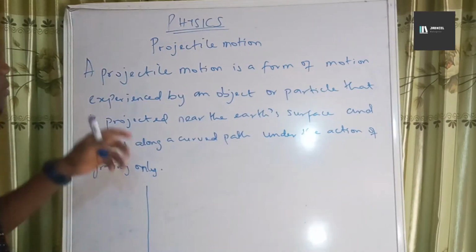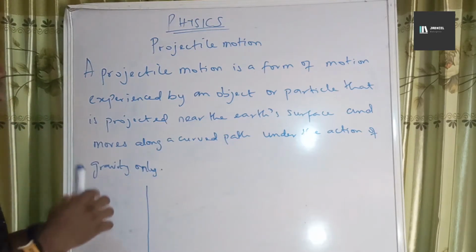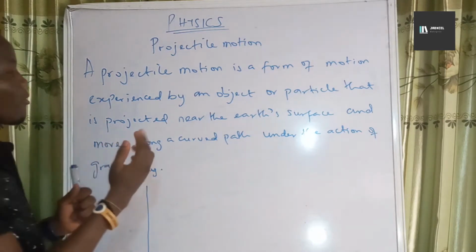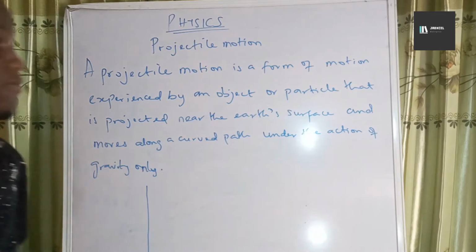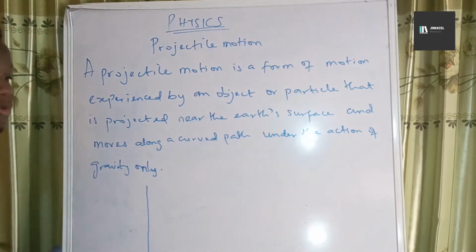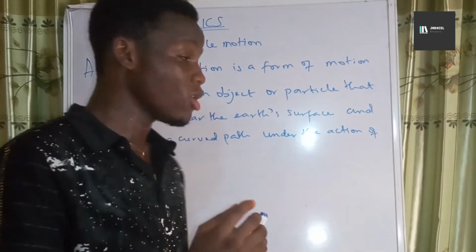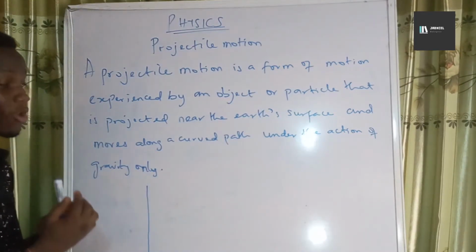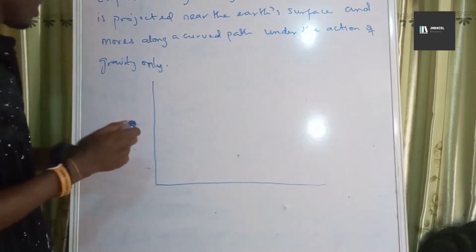Before we proceed, I need to explain what projectile motion is, so it creates a basis for our learning today. A projectile motion is a form of motion experienced by a body or an object that is projected near the earth's surface and moves along a curved path under the action of gravity only. So this means that a projectile motion is only influenced by gravity. When you have a motion that is not influenced by gravity or not governed by the law of gravity, then it is not a projectile motion. That's the first key point.